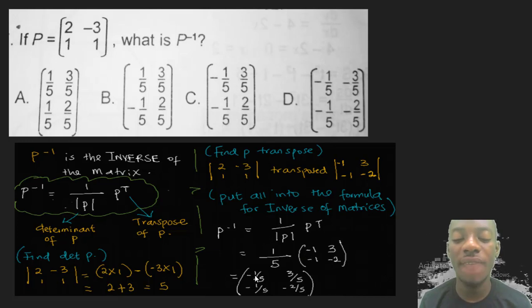That will become 1 over 5, minus 1 over 5. Then 1 over 5 times 3 is 3 over 5. 1 over 5 times minus 1 will become minus 1 over 5. Then 1 over 5 times minus 2 is minus 2 over 5. And that is the answer to that question. Okay, so that's just it.